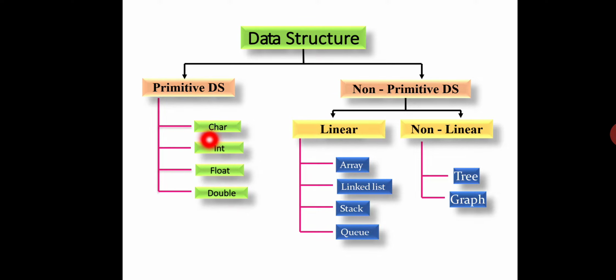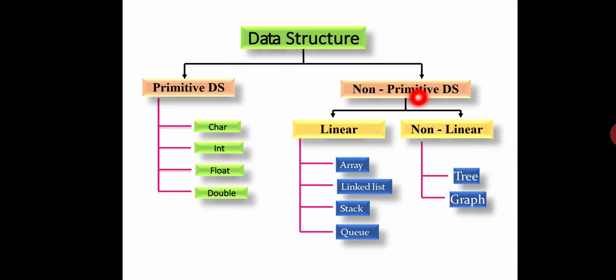The short form of character is char. Char will allocate 1 byte of data. For example, if we declare char a, it will allocate 1 byte of space. Integer, int a, the value we need to store inside the memory, will be allocated 2 bytes. It accepts integer values. Then float will allocate 4 bytes. The double will allocate 8 bytes. This is a primitive data structure.